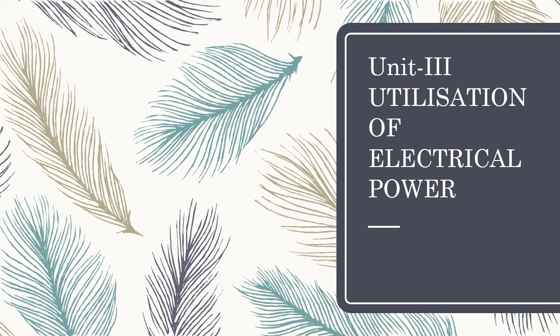In this video, we are going to see about unit 3, utilization of electrical power. In the power sector, there are many stages: generation, transmission, distribution, and finally utilization. The power is generated in a power station and the generated power is transmitted to a substation. Again from the substation, it is distributed to the consumers, and the consumers are utilizing the electrical power. So the end result is the utilization. Now in this unit, we are going to study the utilization of electrical power.